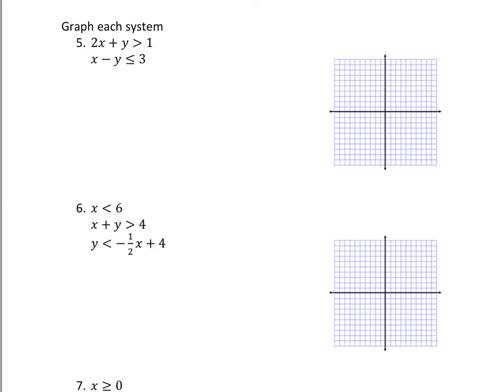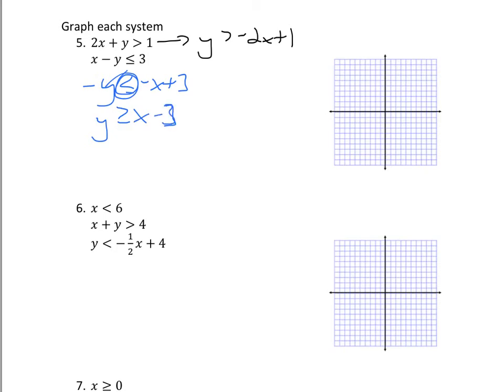And once we do that, we'll just see where our shading overlaps, and that will be the answer. So this first one becomes y greater than negative 2x plus 1. Alright, the second one becomes negative y is less than or equal to negative x plus 3. Divide by negative 1, or multiply. Flip the sign. Don't forget to flip the sign. Flip that sign. y greater than or equal to x minus 3. Alright, those are my two lines that I'm going to graph.